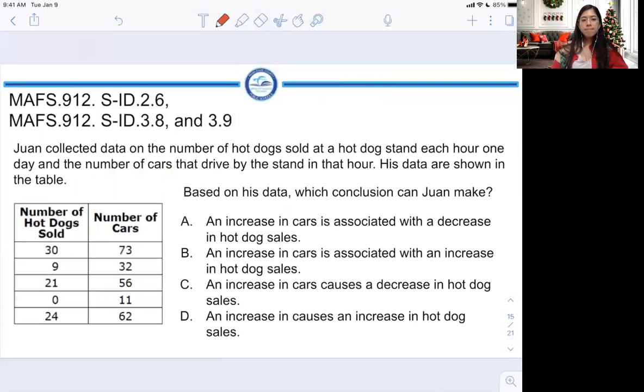Okay. Juan collected data on the number of hot dogs sold at a hot dog stand each hour one day and the number of cars that drive by the stand in that hour. His data are shown in the table. Based on his data, which conclusion can Juan make? Okay. So his data, does it look like it's in order or does it look kind of messy?